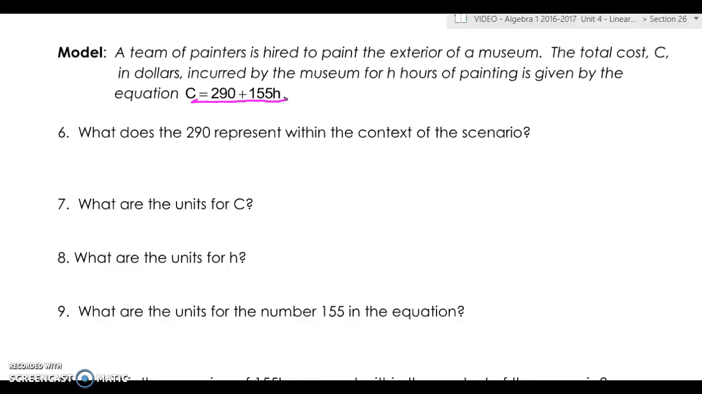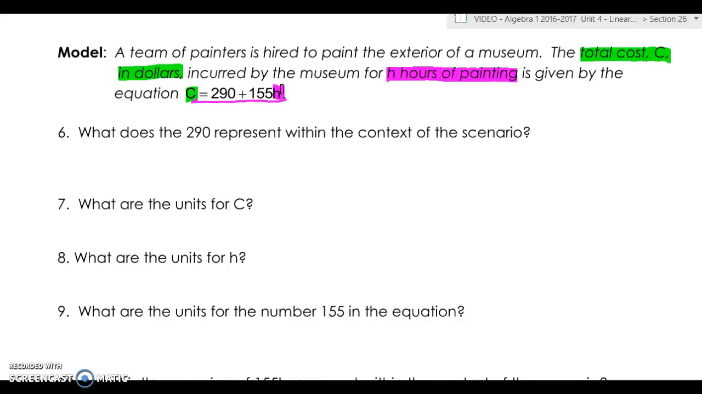What makes it linear is we have two variables and we also have a rate of change and an initial value. So what we're asked to do is much of the same we did before, but there's an additional piece that we're going to try to interpret here. The total cost C in dollars, so that's that guy right there, incurred by the museum for H hours of painting is given by that equation. So again, we've identified where our output is, that's the C value. We've identified our input, which is the H value in hours.